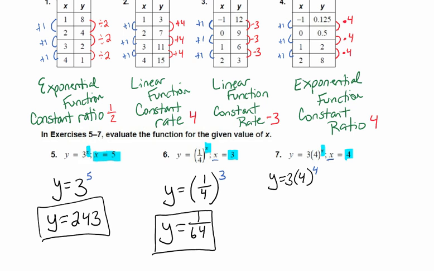If you plug it into the calculator, make sure that you're using parentheses around your 4 or you won't get the correct answer. So here we're going to have an answer of y equals 768, and that's going to be our solution.